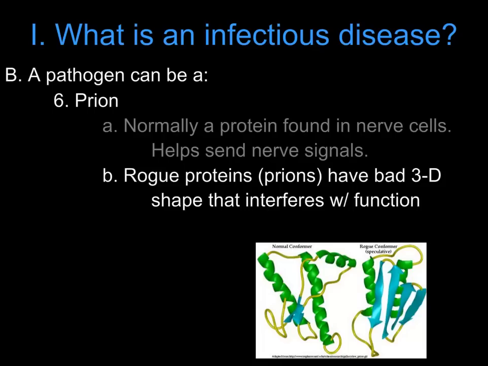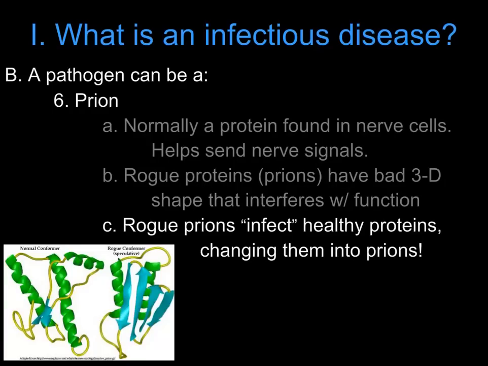But these rogue proteins have a bad 3D shape. So instead of folding properly in their normal configuration, they fold differently. And that difference interferes with their function, which you would think, okay, well, that's like any mutation that leads to a different folding of a protein. That could cause, that's more of a genetic disease, right? Well, the thing is that the genes of the people who have a prion infection, those are normal. They should make the normal protein, but they don't.